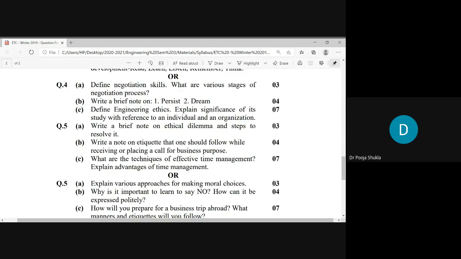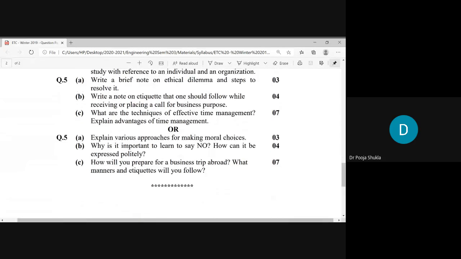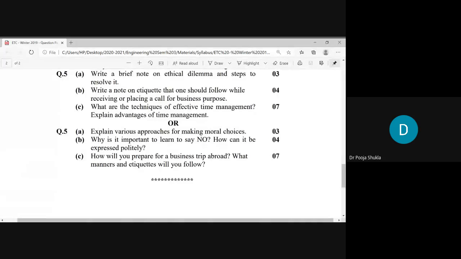I hope I am clear till now. I'll move on to question 5, and the paper comes to an end, okay? Finally. All right. Write a note on ethical dilemma and steps to resolve it.